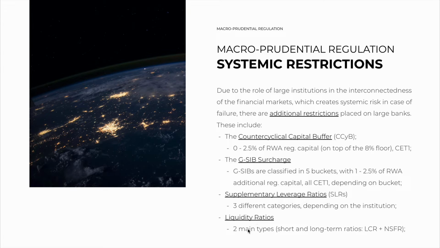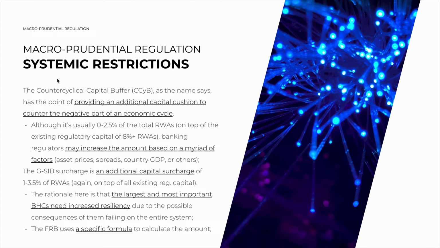There are 2 main types: a short-term one, which is the LCR, or liquidity coverage ratio, and a long-term one, which is the NSFR, or net stable funding ratio, which is not about the actual assets that are liquid, but the long-term sources of liquid funding. Let's start with the capital surcharges.